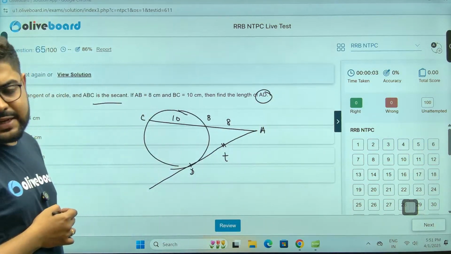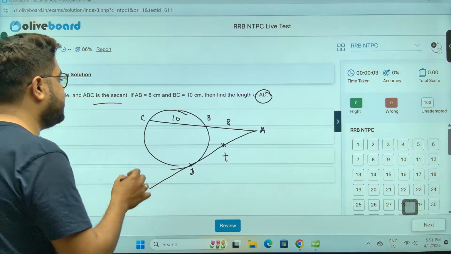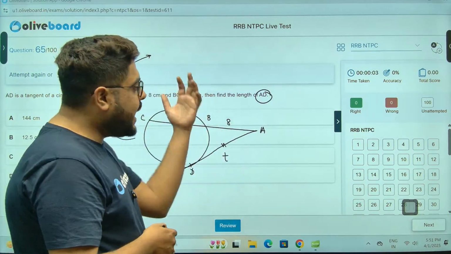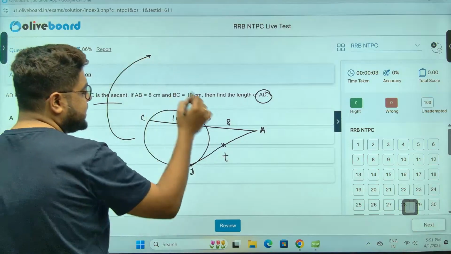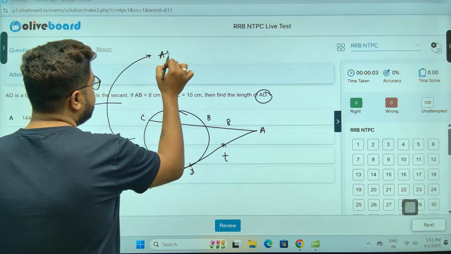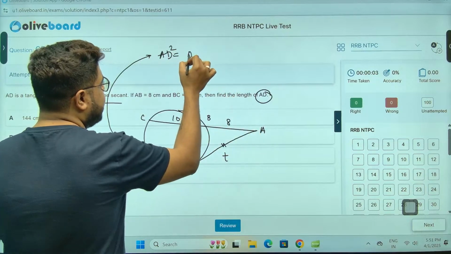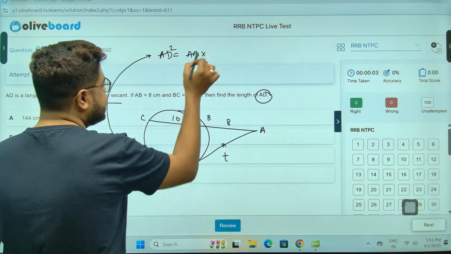Sir, it is the tangent secant theorem formula. This is a very important topic. There are two theorems, the secant theorem and the tangent secant theorem. The tangent secant theorem says AD squared, this tangent squared, is equal to the secant, meaning AB into AC.